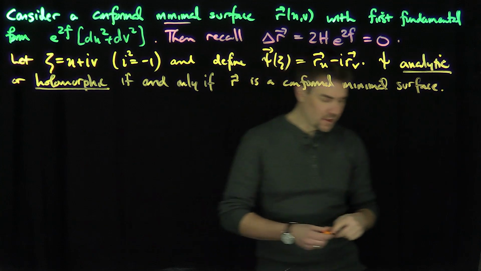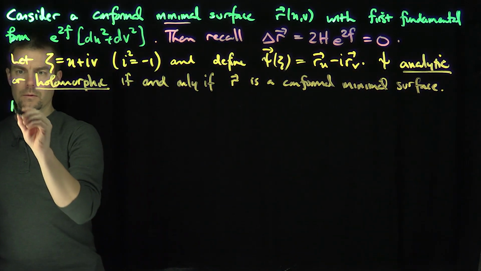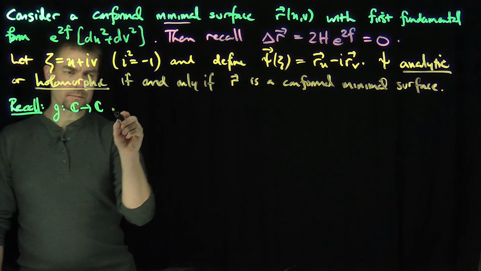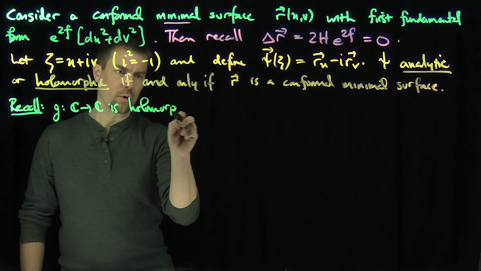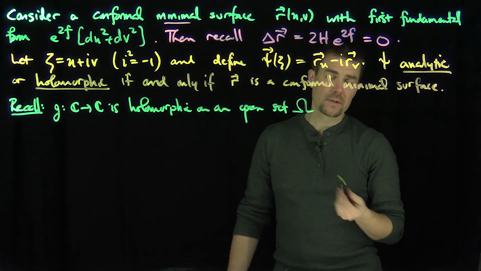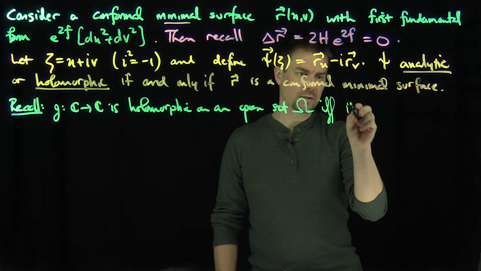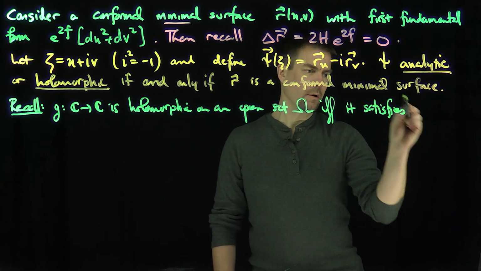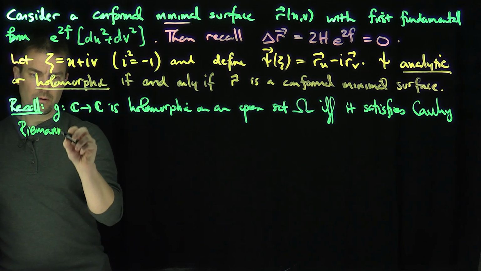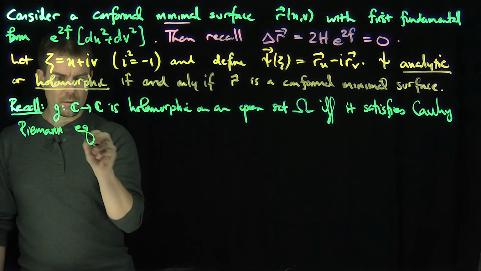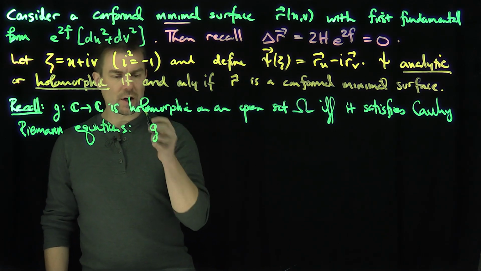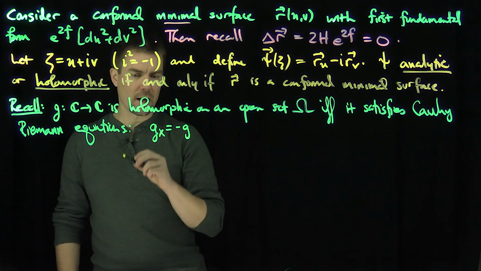Okay. And recall, what does it mean to be holomorphic, right? Recall that a function g mapping the complex plane into the complex plane is holomorphic on an open set omega if and only if it satisfies the Cauchy-Riemann equations, which we've proven in a previous video. So we're going to have to write this in terms of real and imaginary parts.